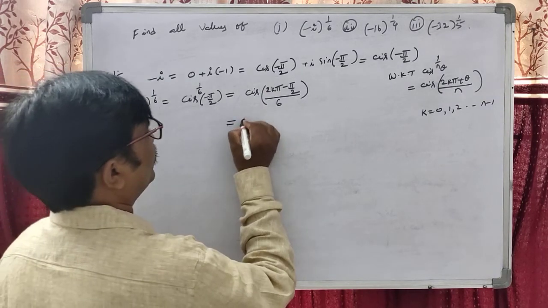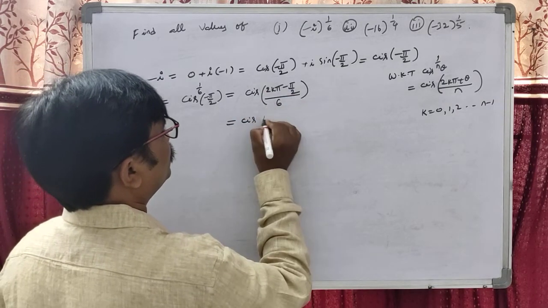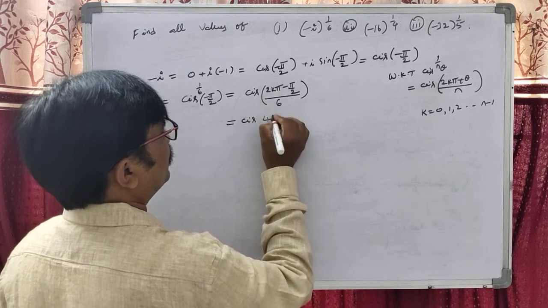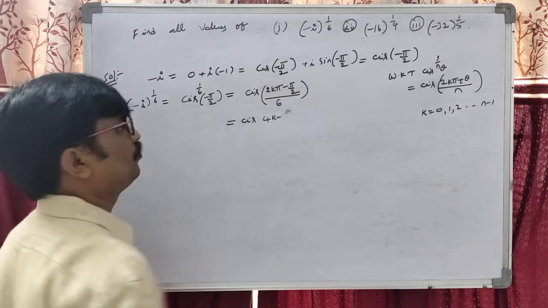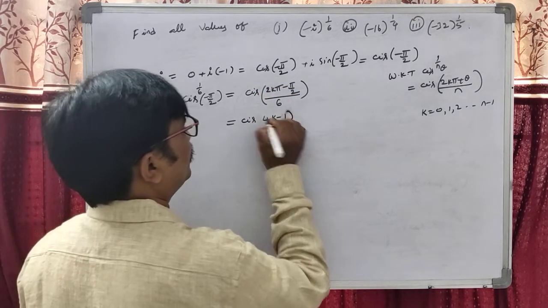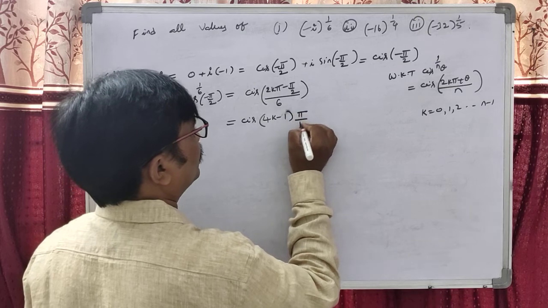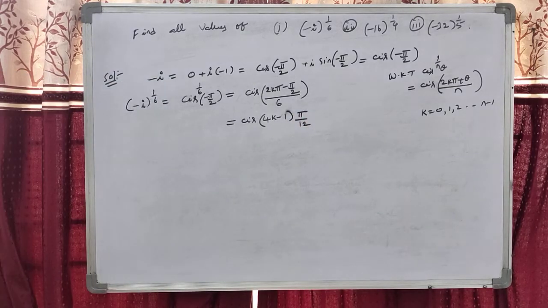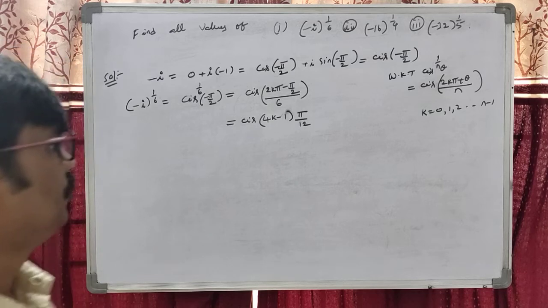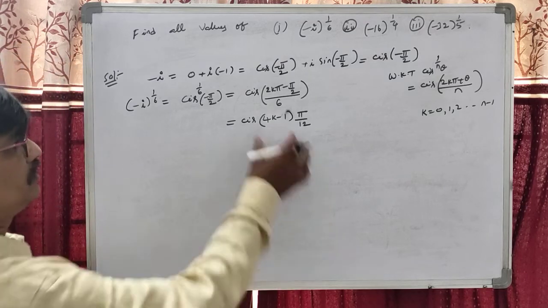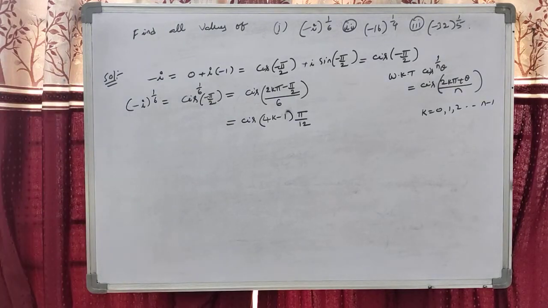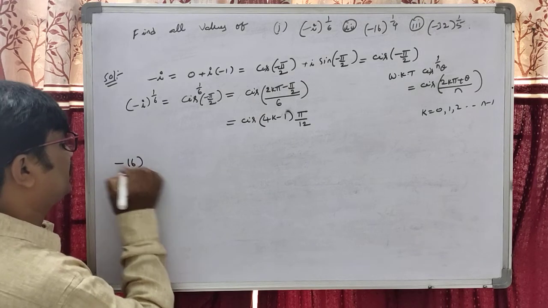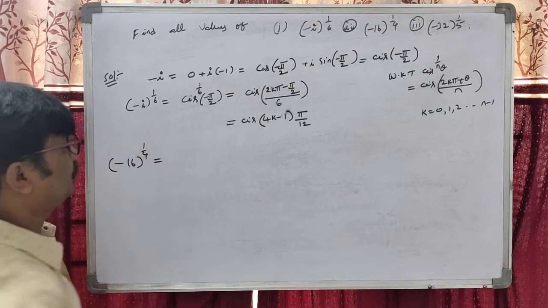This we can write as cis of (2kπ − π/2)/6, which is (4k − 1)π/12 with π as the common factor. So cis of (4k − 1)π/12, where k is 0, 1, 2 and so on up to n − 1.